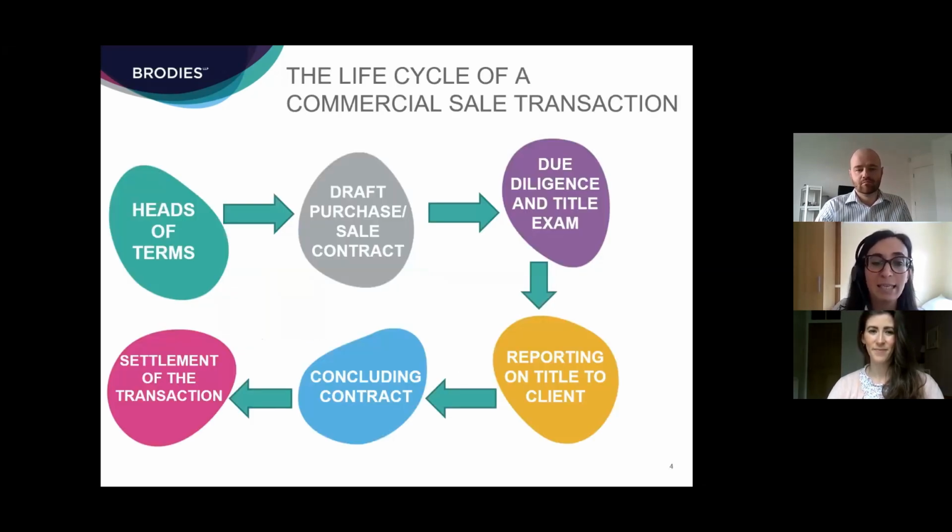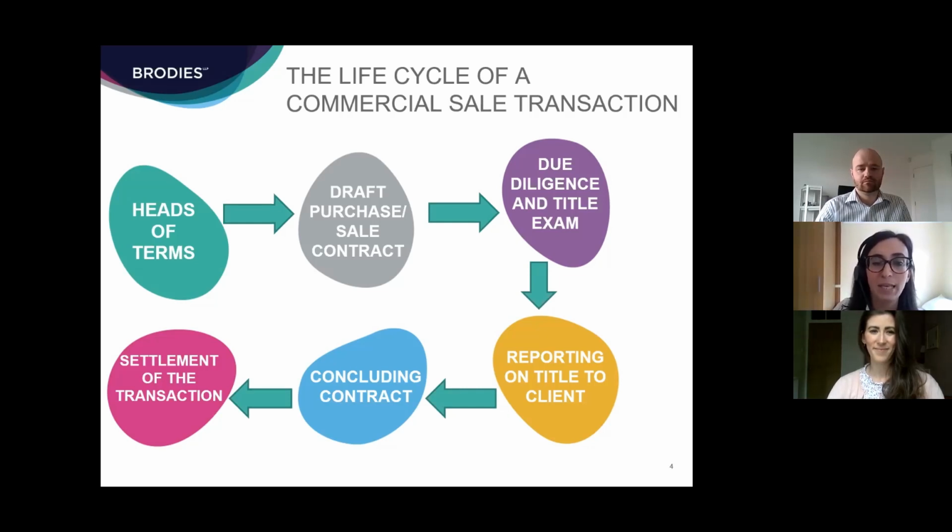We're going to begin today's session by looking at the cycle of a commercial sale process to give you all a bit of a better idea of the various stages involved in a sale. The first step, as I'm sure you all know, is to agree heads of terms. Our next exercise is going to look at this in a little bit more detail, but from our point of view, this is a starting point for any transaction, and we'll always begin by having a look at the heads of terms that you give us.